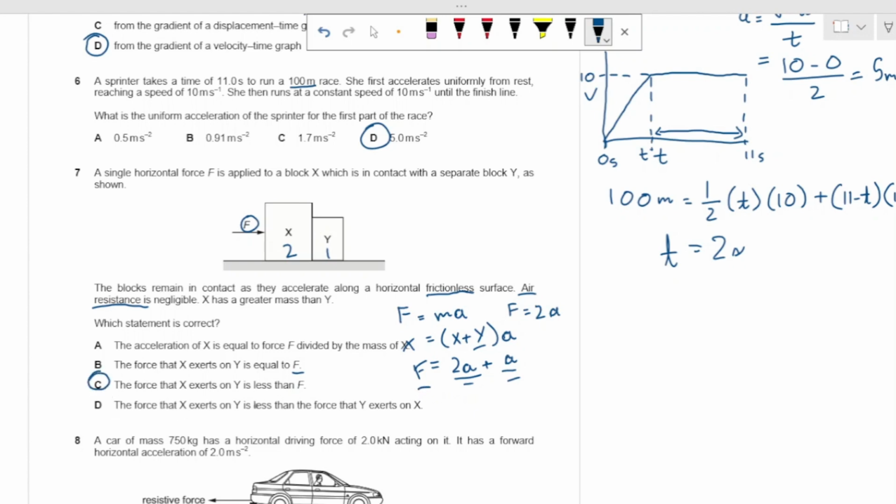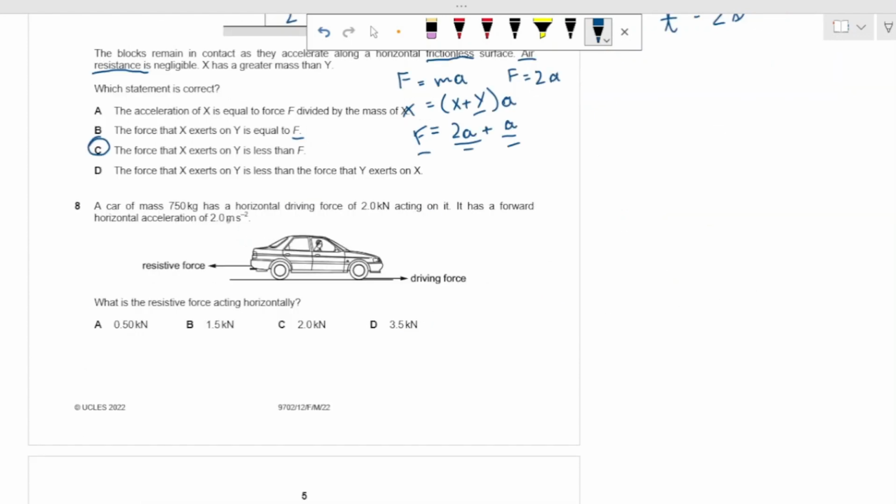The force that X exerts on Y is less than the force that Y exerts on X. Again, that is wrong. What did they say? Force that X exerts on Y is less. That is absolutely wrong due to one big reason, that the mass of X is greater. In the equation F equals ma, we can clearly see that the force is directly proportional to mass. So if X has a greater mass, it will exert a greater force on Y. The correct option is C.